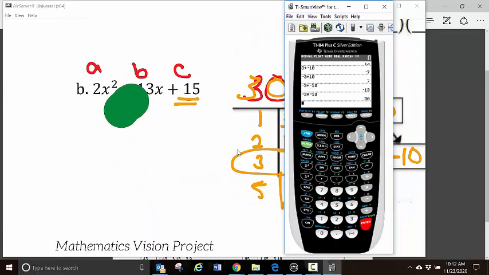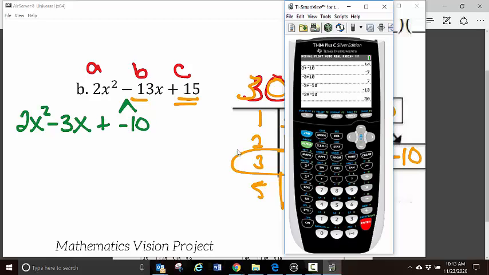So I'm going to split this like that and rewrite it to say 2x squared minus 3x, and I could put the 10 here if I really wanted to, plus minus 10x plus 15. So again, I could have put a 10 here and a 3 here and it would still work. Doesn't matter the order in which you write them.